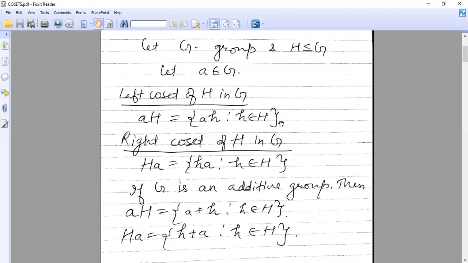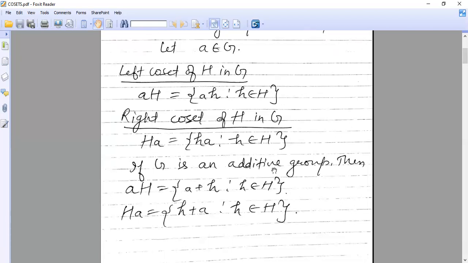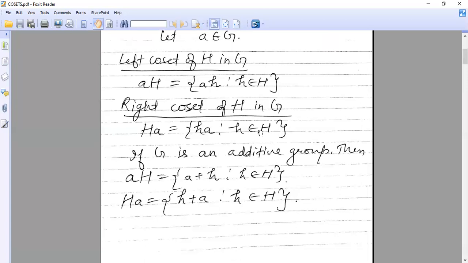Similarly, we can define the right coset of a subgroup. The right coset of H in G is defined like this, Ha, that means a, this element of the group G, is multiplied from the right to the subgroup H. That means we are multiplying a from the right to every element of the subgroup. That will give you Ha, the right coset of H in G. So Ha = {ha} such that this small h is coming from the subgroup H. So these are the two cosets, left coset and right coset. These are the definitions of left coset and right coset.